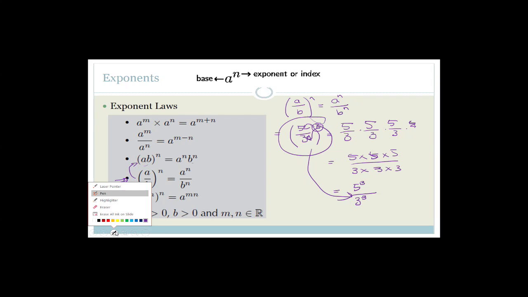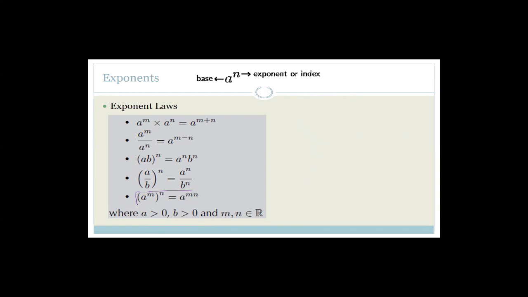Now let's look at this final rule, which says (A to the M) to the N is equal to A to the MN. Let's say we've got 2 cubed, all to the power of 5. Do you agree that would mean it's 2 cubed times 2 cubed times 2 cubed times 2 cubed times 2 cubed? It's 1, 2, 3, 4, 5, right? But we know from the first law that this can be rewritten as 3, 6, 9, 12, 15. We can add them using that law there. Therefore, we can say that 2 to the 3 to the 5 is equal to 2 to the 15.